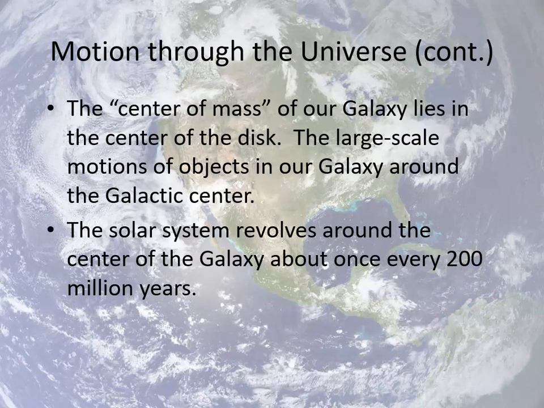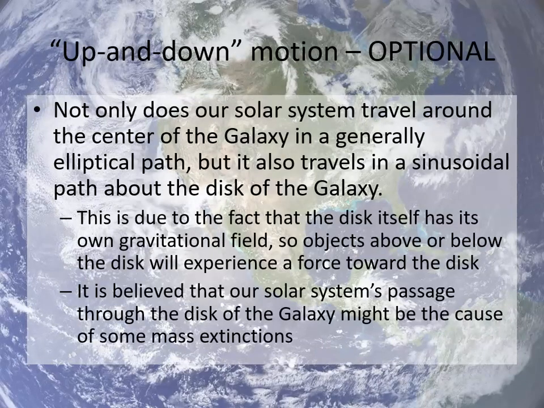The center of mass of our galaxy lies in the center of our disk, and large-scale motions of objects in our galaxy tend to occur around the galactic center, at least on average. Our solar system takes about 200 million years to complete one orbit around the center. But we move even more than that. It's not a circular orbit, it's not even an elliptical orbit. As we go around, we're making kind of a sinusoidal path above and below the disk of our galaxy as we travel around in our general elliptical orbit.